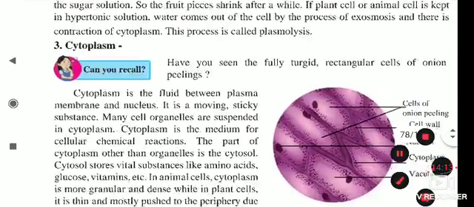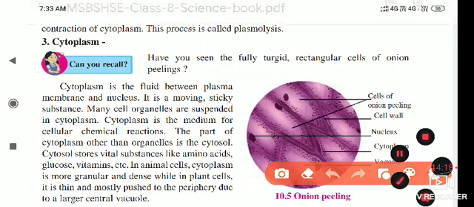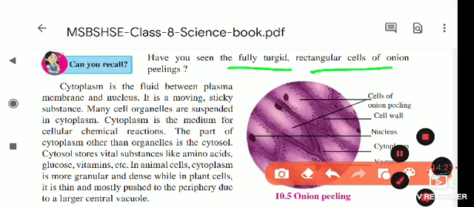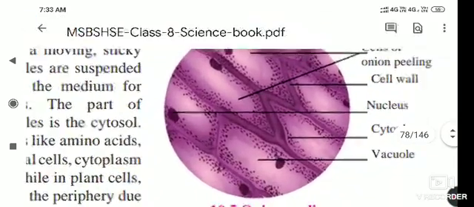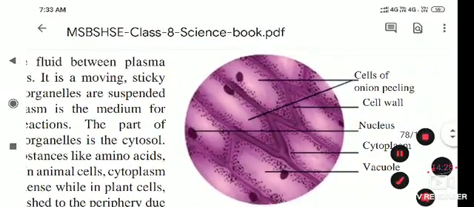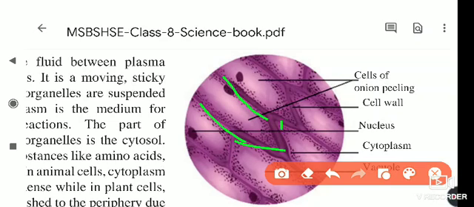Have you seen the fully turgid and rectangular cell of onion peelings? I showed you last year how the onion cells look. If you peel off the inner white covering of the onion, then you will see such types of cells inside the covering of that onion. So these are the cells of onion peeling.